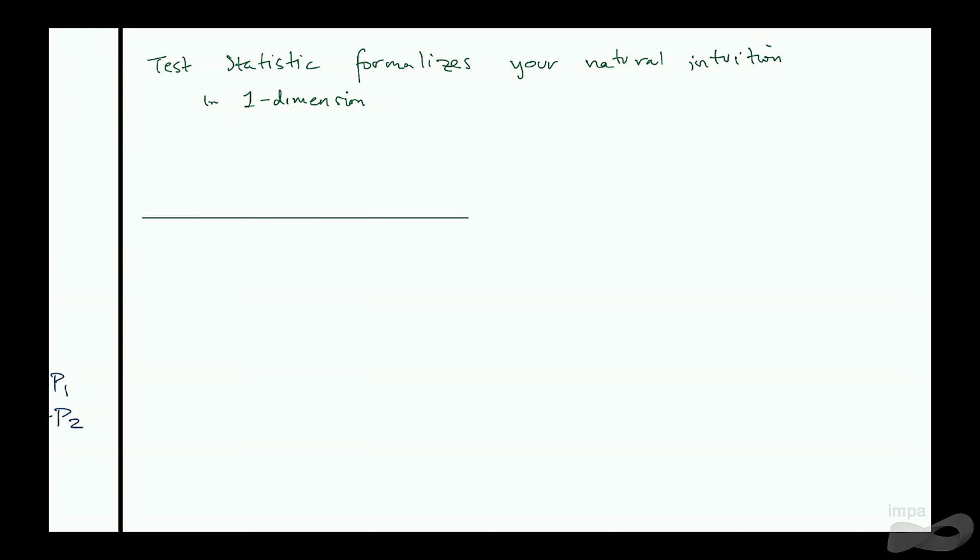The test statistic just formalizes your natural intuition. In one dimension, the picture is like the following: this is P1, a Gaussian, and this is P2, with means mu1 and mu2. Then the test statistic just says, if the data falls on this side of that blue line, you guess that it's from this distribution. If it falls on the other side of the blue line, you guess it's from the other distribution.